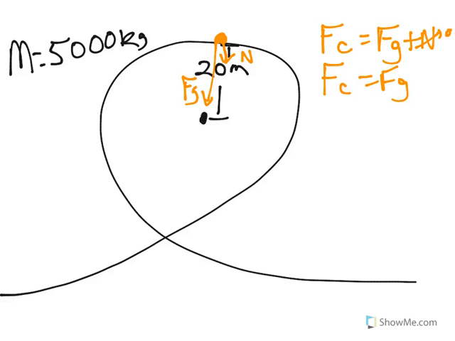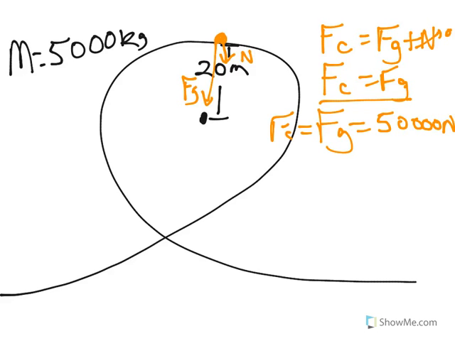If the centripetal force is less than the force of gravity, gravity is just going to pull it down and it's going to fall. And if the centripetal force is more than the force of gravity, then that normal force kicks in. So this is the absolute minimum. If I'm trying to figure out the minimum speed to keep it going in the circle, then I have to set the centripetal force equal to the force of gravity. Force of gravity is equal to mass times 10, so 5,000 times 10 is 50,000 newtons. That's my force of gravity, and it's also my centripetal force.